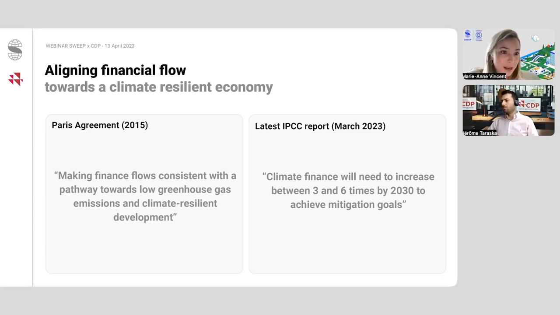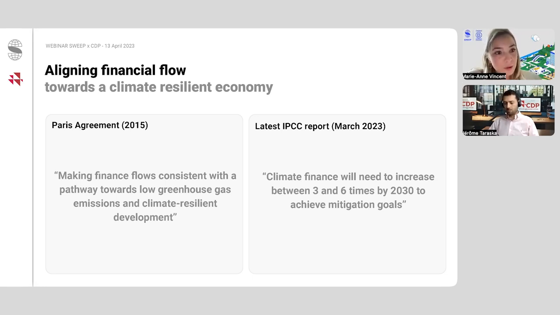I think that's a key milestone because it was the first time that we recognized the role of finance in financing the transition to a low carbon economy. So it's kind of key because based on that, there were a lot of new regulations, new reporting, new climate disclosure that arose from this agreement.